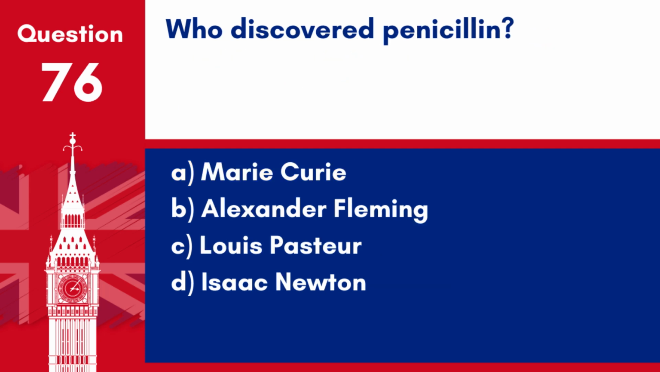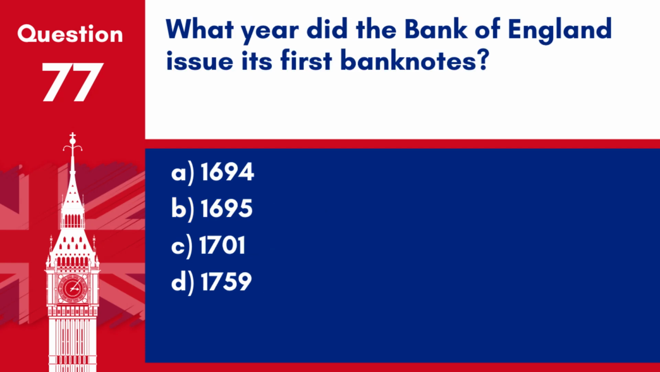Question 76. Who discovered penicillin? A. Marie Curie. B. Alexander Fleming. C. Louis Pasteur. D. Isaac Newton. Answer: B. Alexander Fleming. Alexander Fleming discovered penicillin in 1928, which led to the development of antibiotics and a revolution in medical treatment. Question 77.